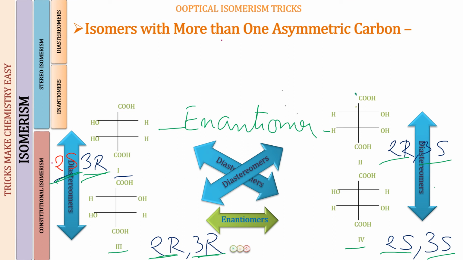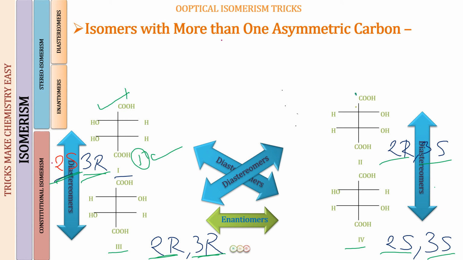Now I come back to structure number 1 and 2. What you can see is that if I start the numbering from this end, what is going to be the name of this compound? It is going to be 2,3-dihydroxy butane 1,4-dioic acid. If I start the numbering from this side, what is the name of this compound? Again, the name is 2,3-dihydroxy butane 1,4-dioic acid. So I can name the compound from this side or from this side, and the name remains the same.